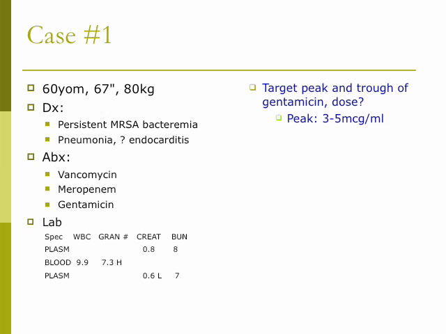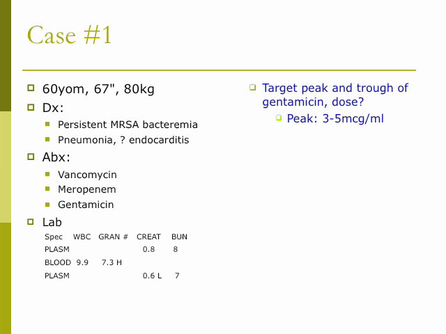So our target peak and trough in this guy would probably be what? We're using it in synergy probably for this MRSA bacteremia. I guess you could argue if you're using it for pneumonia, you may want to shoot for a higher peak or trough. But if our primary diagnosis would be this endocarditis with this persistent MRSA bacteremia, what would be the target peak and trough? Anybody?